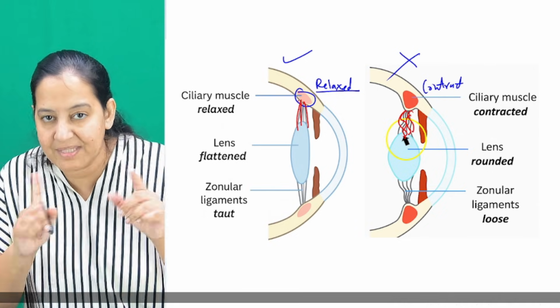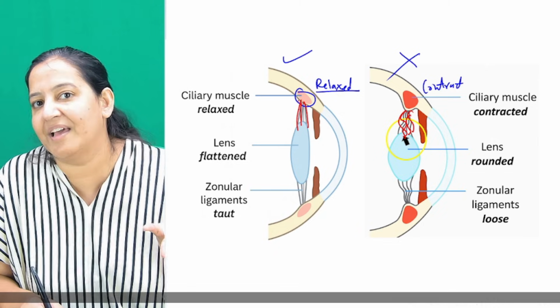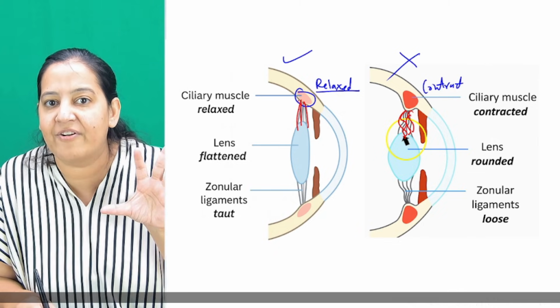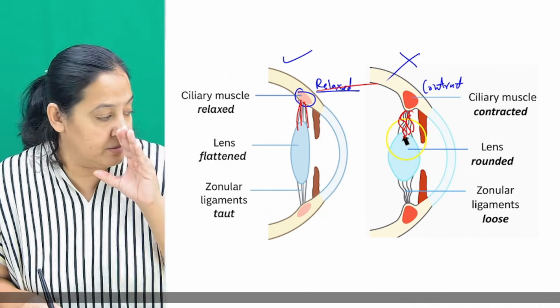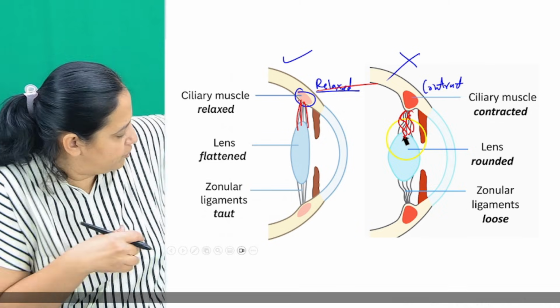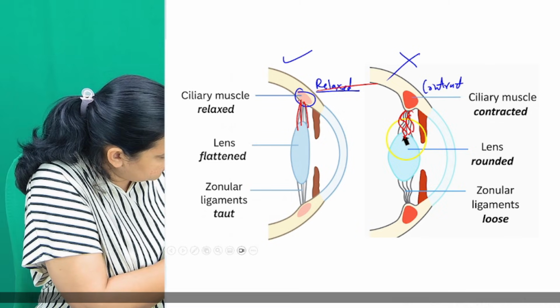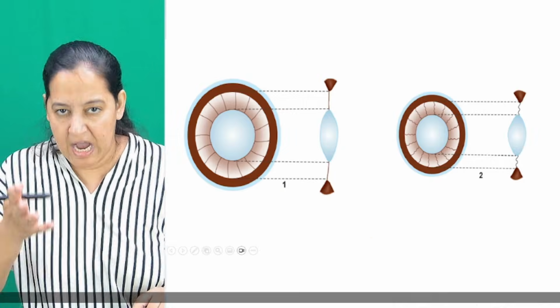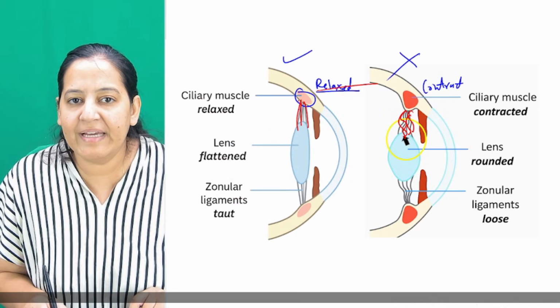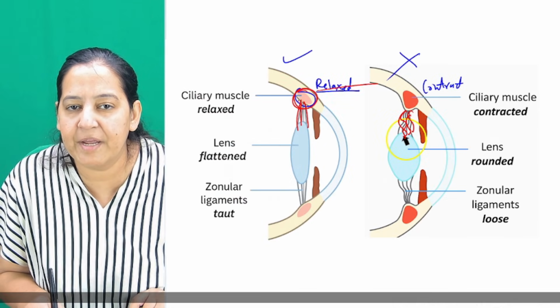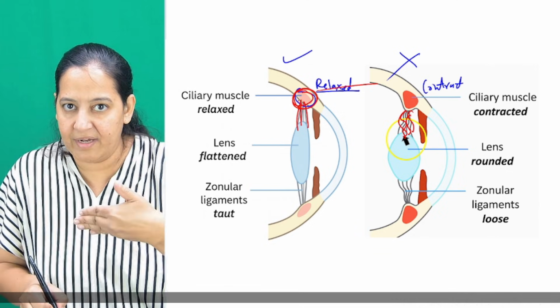Can you see the two things? Zonules are attached to the ciliary muscle. So when the ciliary muscle relaxes, the zonules are tight. I will show you in the model. It's not very clear in the model actually, so I will try to show you in this video only. This is the ciliary muscle. This is the side view I'm showing.